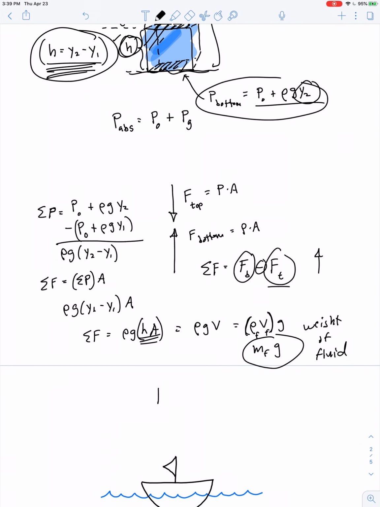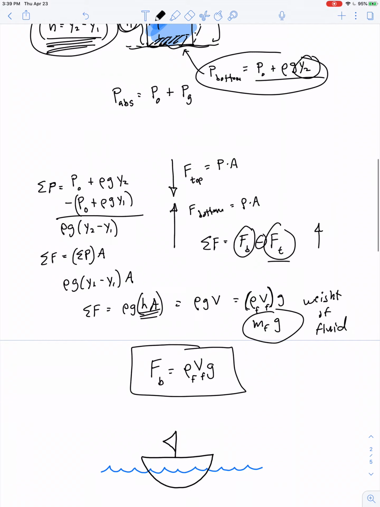So there we have it. You can always calculate buoyant force by simply multiplying a density times a volume times g. Keep in mind, this is not the density of the object that's floating. This is the density of the fluid it's floating in, and the volume here is the volume of fluid that's being displaced. Important equation.